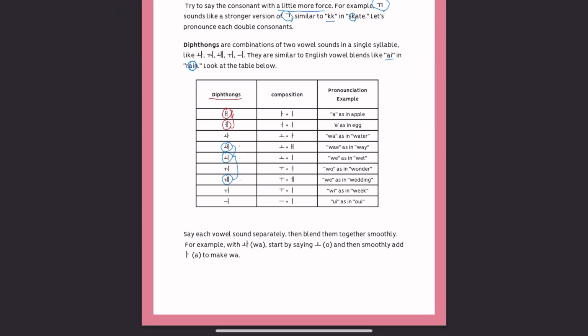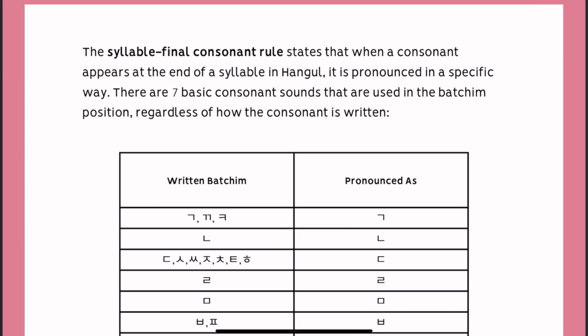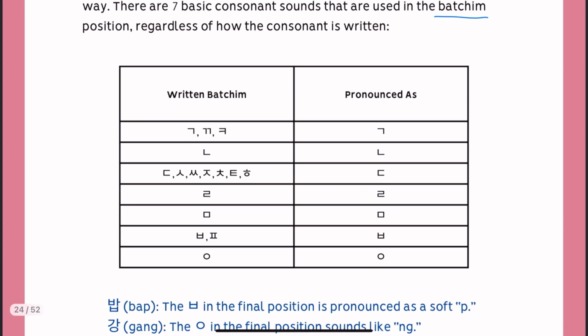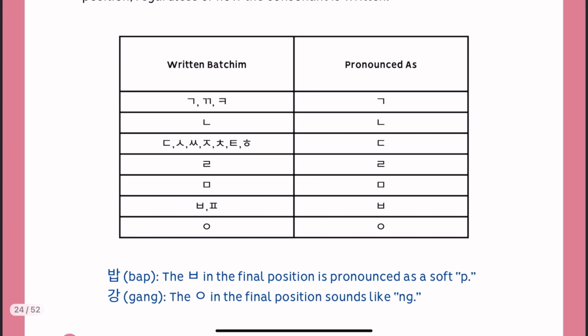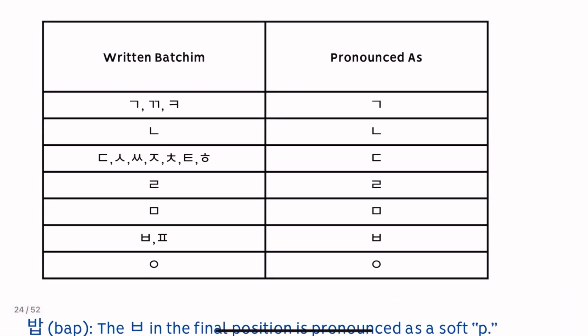And the syllable final consonant rule states that when a consonant appears at the end of a syllable in Hangul, it is pronounced in a specific way. So there are 7 basic consonant sounds that are used in the 받침 position. Remember, 받침 is the final consonant, and this applies regardless of how the consonant is written, including double consonants. You have to memorize this very thoroughly. This is a very important rule when you pronounce 받침.